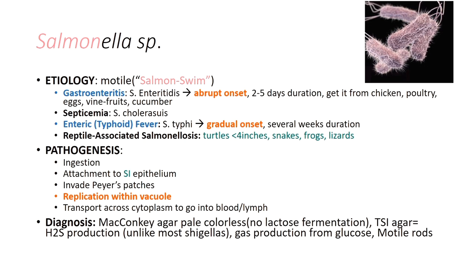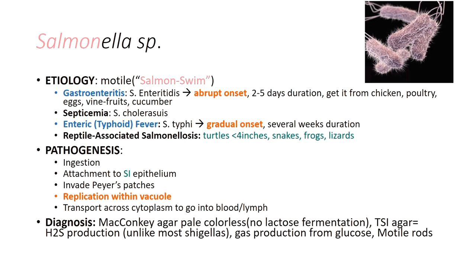Ingestion. So this attaches to the small intestine. It invades your Peyer's patches, which is similar to what we were just describing in Shigella. Both of them invade your Peyer's patches. It replicates within the vacuole. It doesn't pop the vacuole. It actually replicates in the vacuole. And then it can transport across the cytoplasm and go into the blood, especially if we're talking about enteric or typhoid fever with Salmonella typhi.